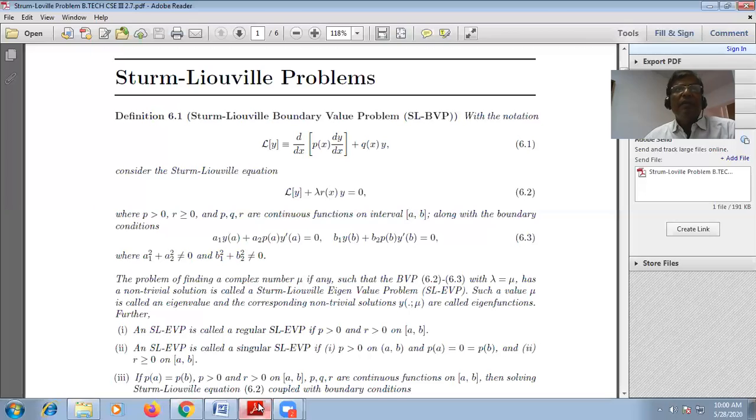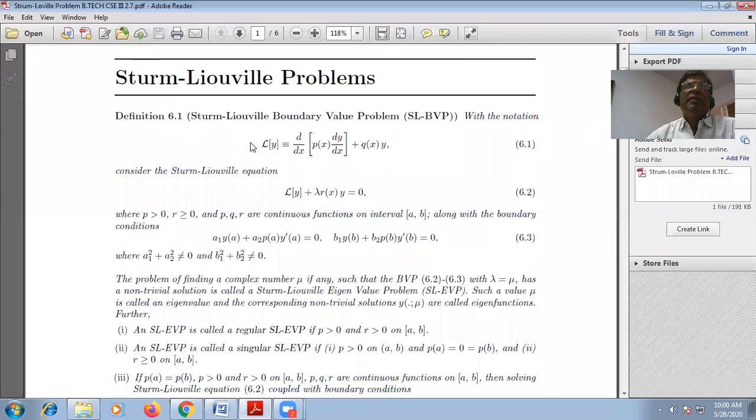So firstly, we are going to see the Sturm-Liouville boundary value problem. SLBVP, what is it? It is frequently asked in your campus interviews: have you ever heard the name SLBVP? So you should remember this terminology: SLBVP, Sturm-Liouville boundary value problem.